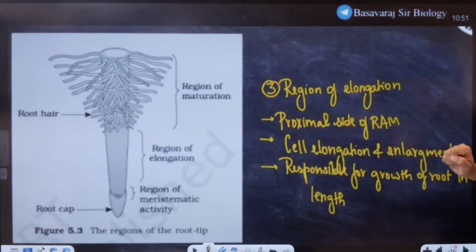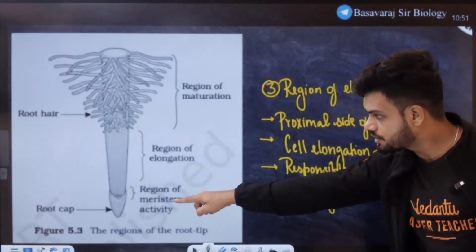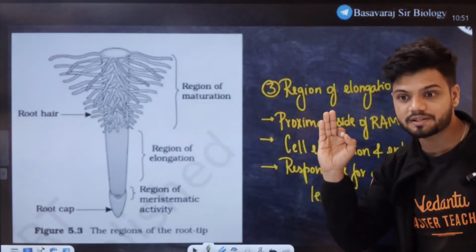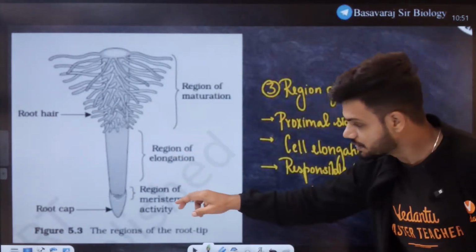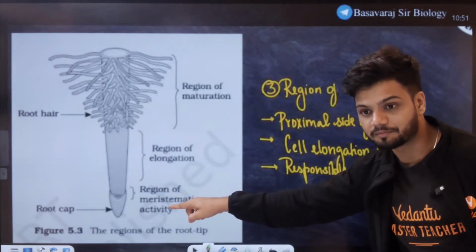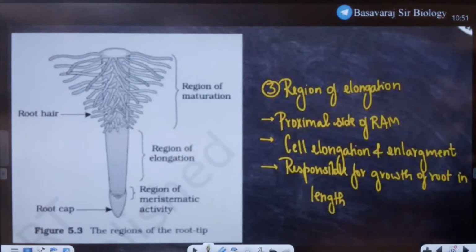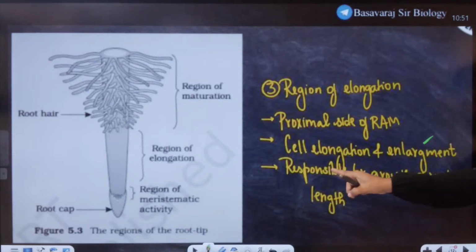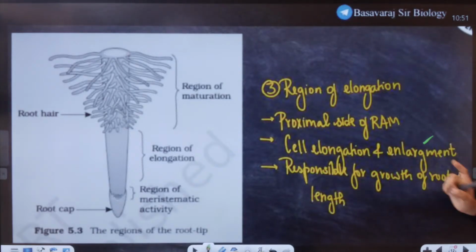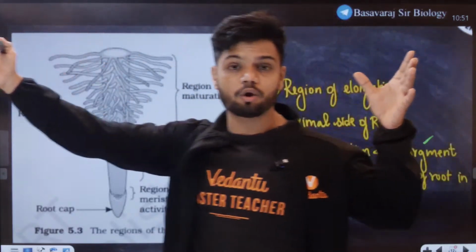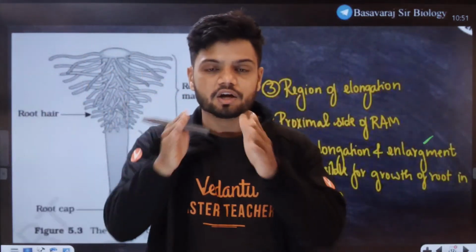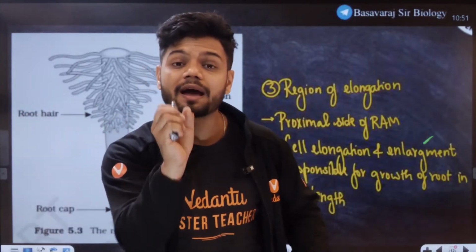Clear? Now students, region of elongation, proximal side of RAM. All of you understanding now? See this. This is the region of meristematic activity. What is proximal to this? Proximal means above, right? Region of elongation. Here cell elongation and enlargement happens, and this is the region responsible for the growth of the root length. You will see long roots, right? The main reason for long roots is the region of elongation.